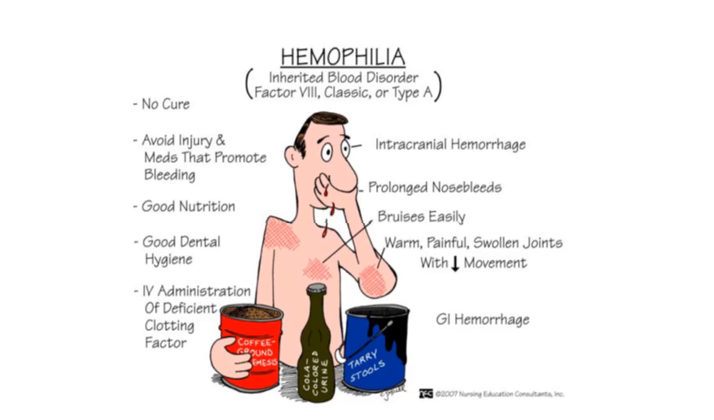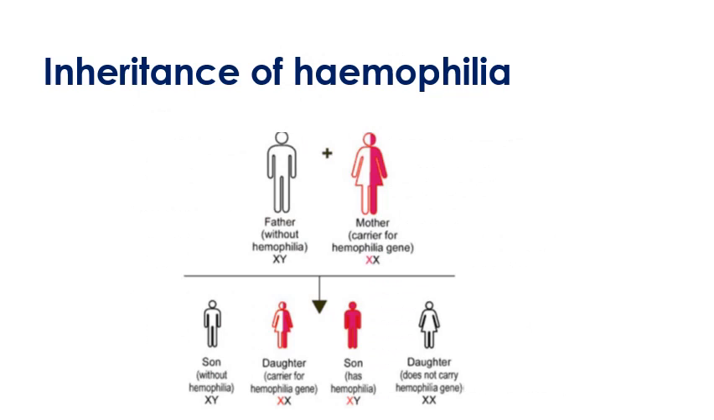Hemorrhages, prolonged bleeding, and spontaneous bruising are common symptoms of hemophilia. And then, as we mentioned, hemarthrosis, where you have painful swollen joints, is also a common symptom of hemophilia. So hemophilia is an X-linked recessive trait. As men have only one X chromosome, this means that the condition is more common in men than in women.